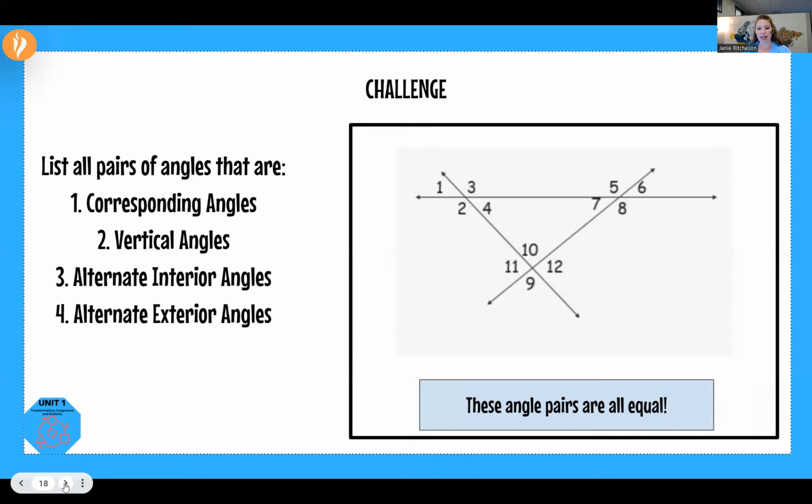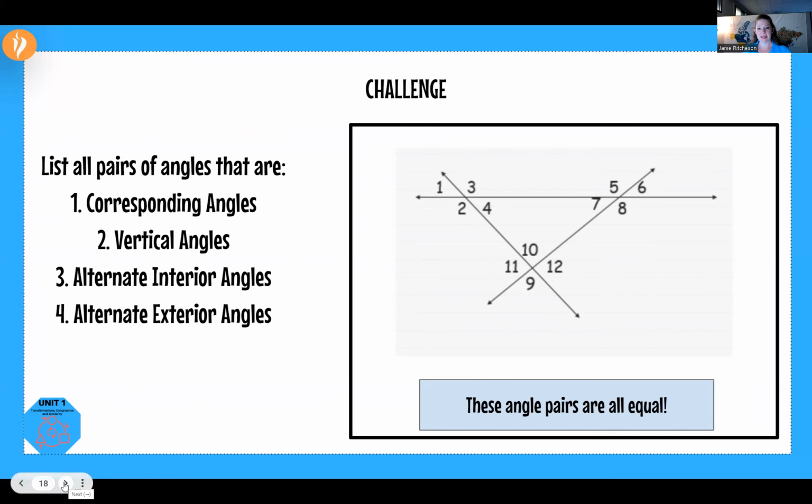All right, now this is a challenge. So hopefully the first thing you notice is that there is not any parallel lines here. Okay, so because there's no parallel lines, there's not going to be pairs of most of these. But which one, 2, 3, or 4, would we definitely have pairs of? Hopefully you said vertical angles. You don't need parallel lines to create vertical angles.